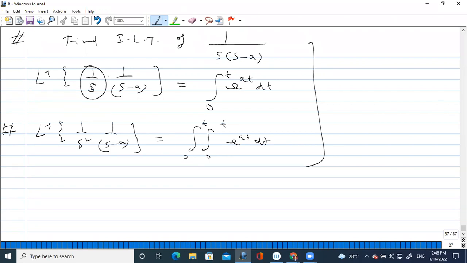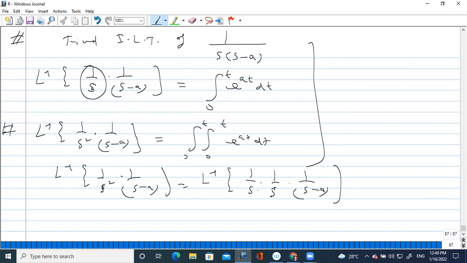Done? Yes, sir. If we do it, we will just get 1 by a square, but we have to put the limit and it will change on the right hand side when we evaluate the integral. No. Laplace inverse of 1 by s square, 1 by s minus a, we can write as Laplace inverse of 1 by s into 1 by s into 1 by s minus a. Okay, so you can apply on this.